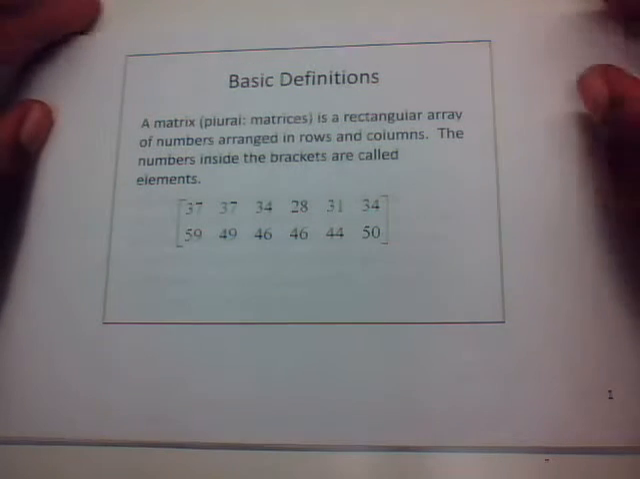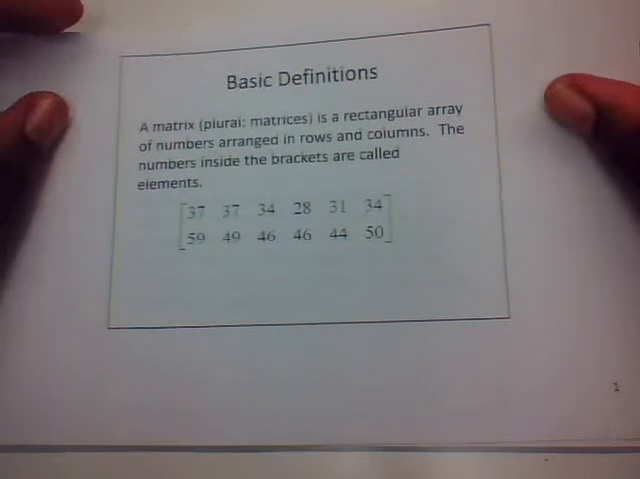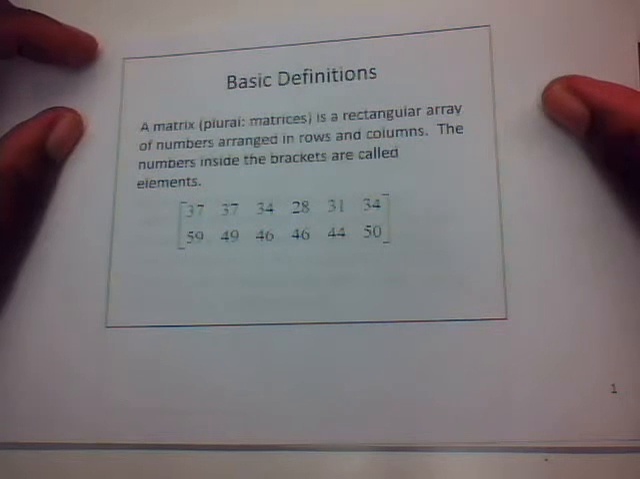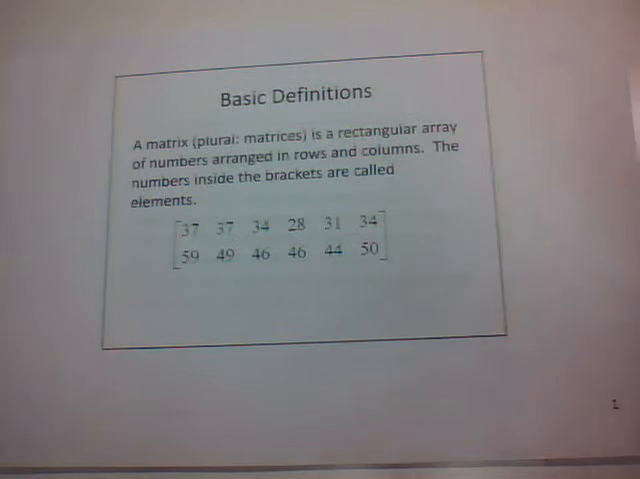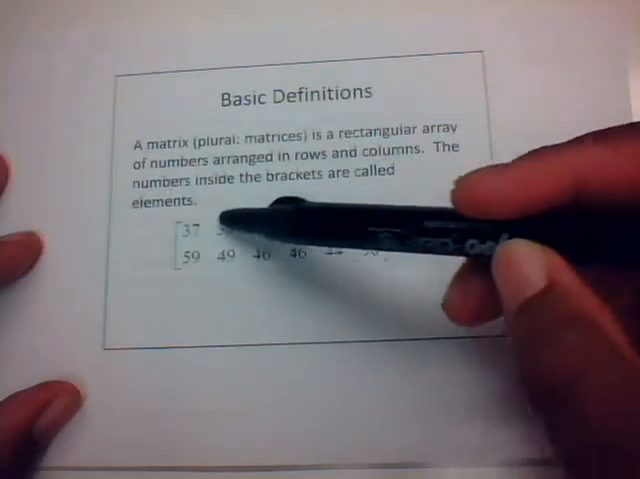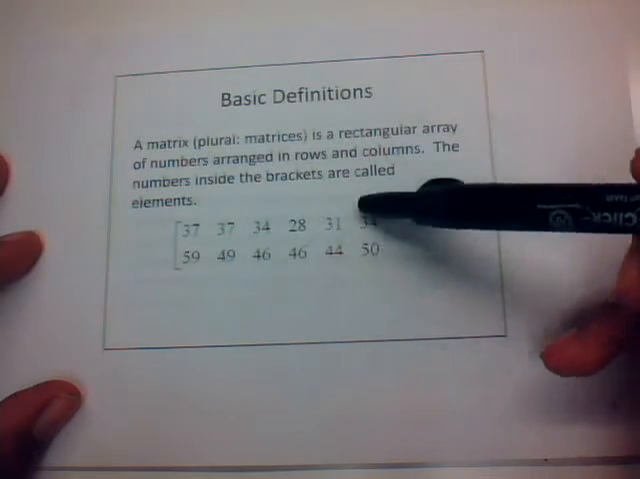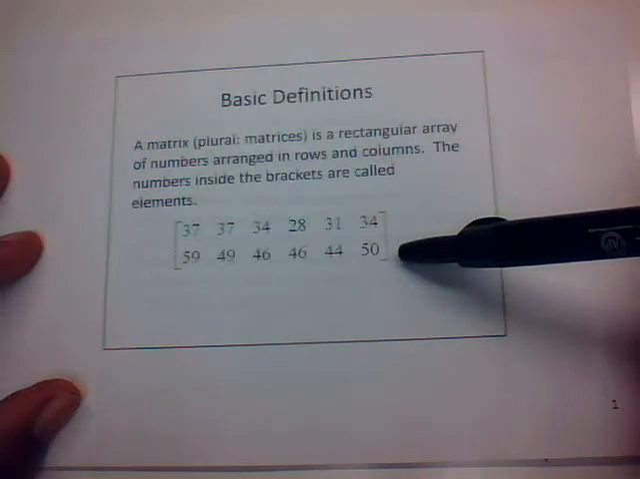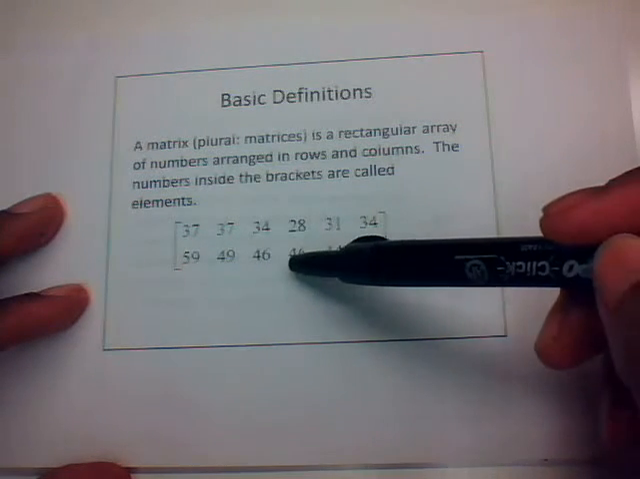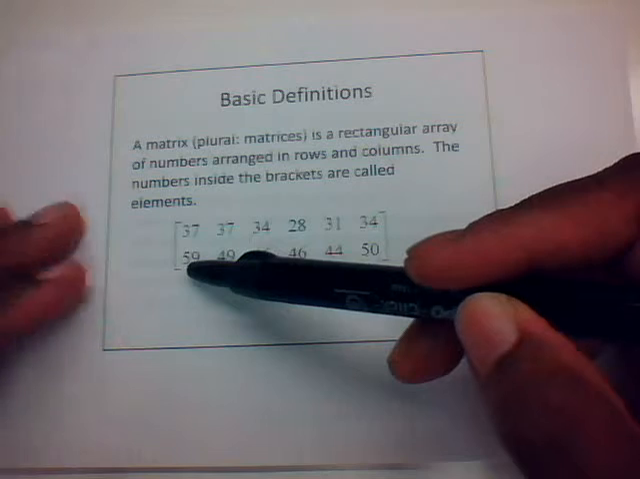Right. We'll begin with the definition of what matrices are. The singular form for matrices is a matrix. It is a rectangular array of numbers that are arranged in rows and columns. So what you see down here is an example of a matrix. It is in a rectangle, and we have rows and columns. Columns go up and down. Rows go straight across. And the numbers that are inside these brackets are called elements. So each individual number in this particular matrix is called an element.